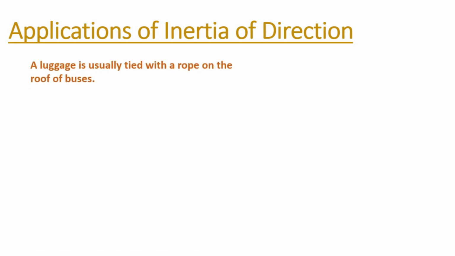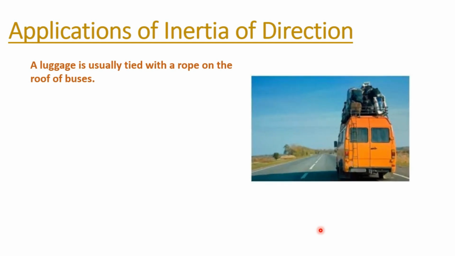The first is that luggage is usually tied with a rope on the roof of buses. You have seen that if luggage is kept on the roof of the bus, it is usually tied. Why is it tied with a rope? Because the bus is moving in a straight direction, so the luggage tends to remain in the straight direction. It will oppose the sideward direction.